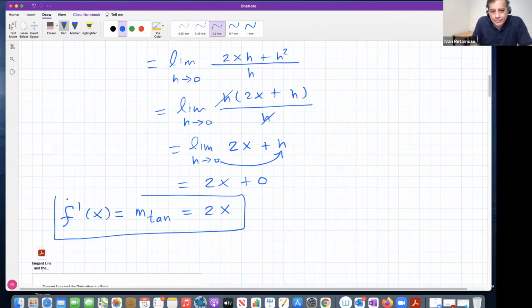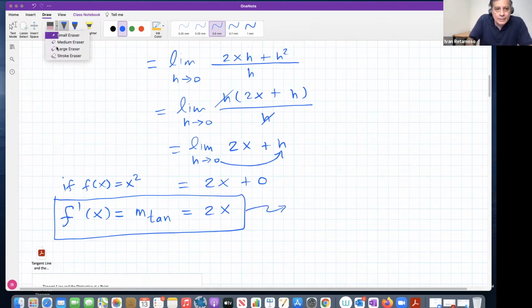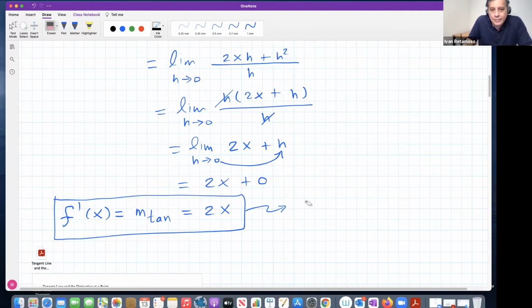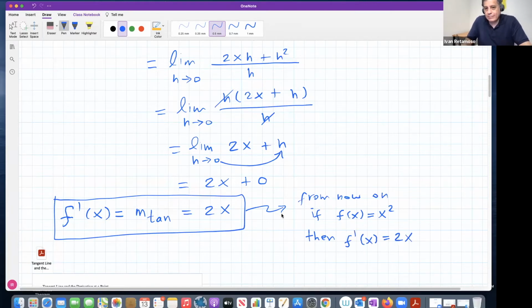So from now on, if f of x equals x squared, then maybe we should write this like this. Its derivative is going to be twice x from now on. We don't have to repeat our work. So from now on, if f of x is equal to x squared, then its derivative will be just twice x. We proved this here. Very good.